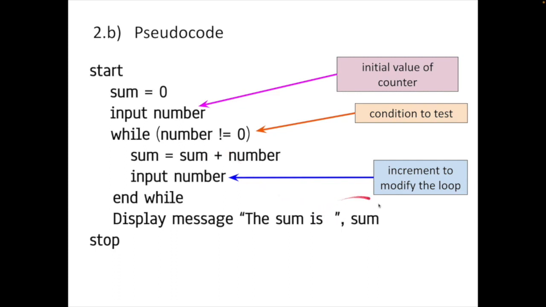Okay, cuma ada bezanya dekat sini ya. Ada sum is, comma, sum. Bukannya pakai simbol and dah. Tu beza dia untuk pseudocode. Kena take note.